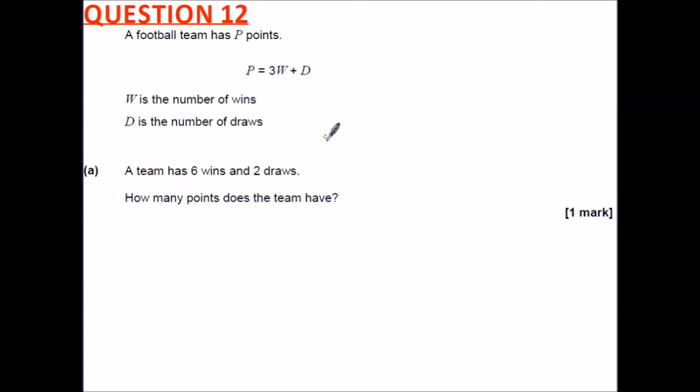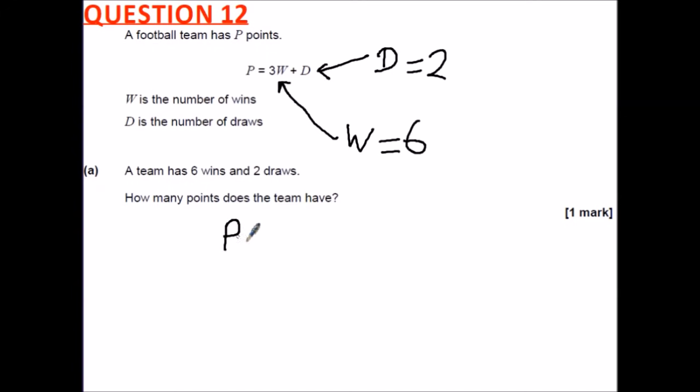And so what it's saying here is that W equals 6 because they've won 6 times. And what we're saying about the number of draws is that D equals 2. And so this formula, P equals 3W, which means 3 times W. We've just been told that W is 6. So it's 3 times 6 plus the number of draws, which is 2.